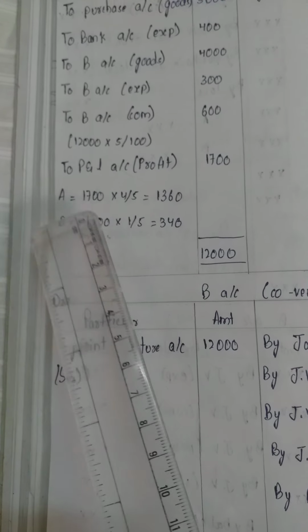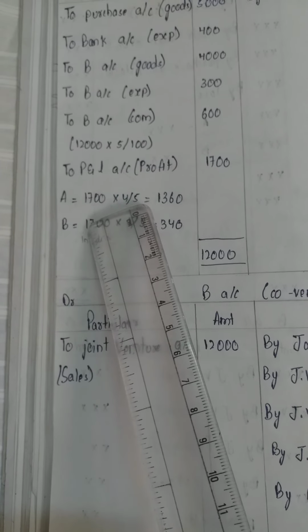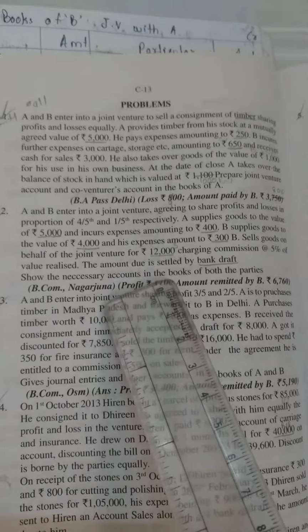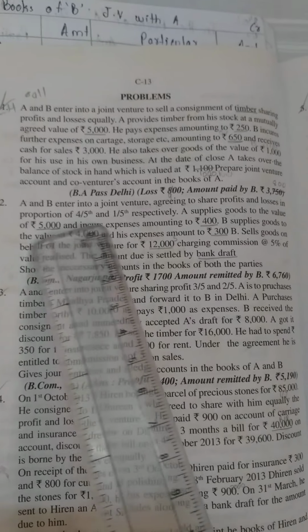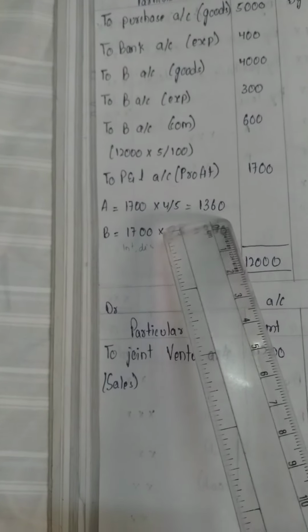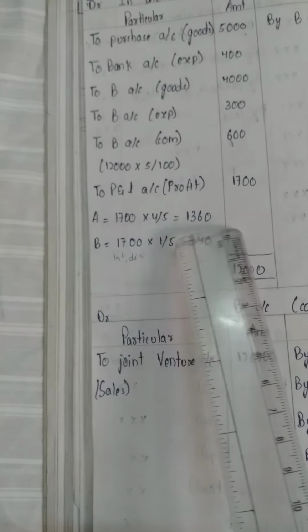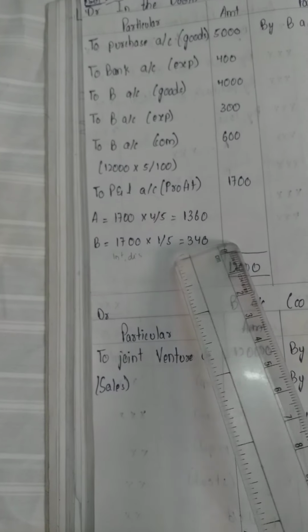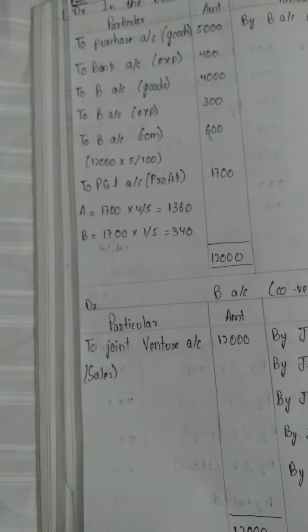So A we have to give 1,700 amount by giving the ratios. Here it is given 4 by 5 and 1 by 5. Proportion of 4 by 5 and 1 by 5. For A we have to do 1,700 into 4 by 5, it comes to 1,360. Next B, we have to give 1,700 into 1 by 5, it comes to 340. So we have to write there.